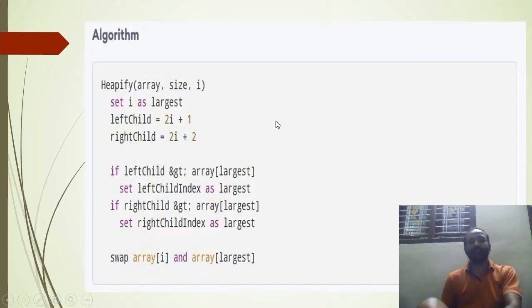So what is the actual algorithm? How do we perform it? In the heapify algorithm, based on the heapify condition, we set i as the largest. Whatever index came, that index element we set as the largest element. Then we compare with the left child and right child. If the left child is greater than the current element, we make the left child the largest, and if the right child is greater than the current element, we make the right child the largest. This process will continue until the whole tree is heapified.